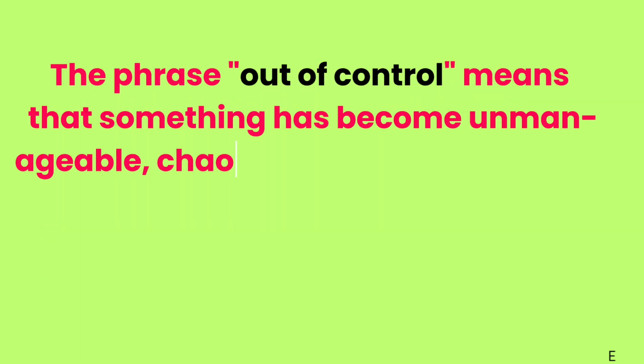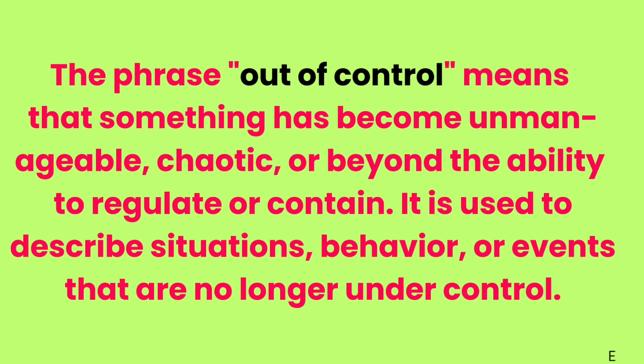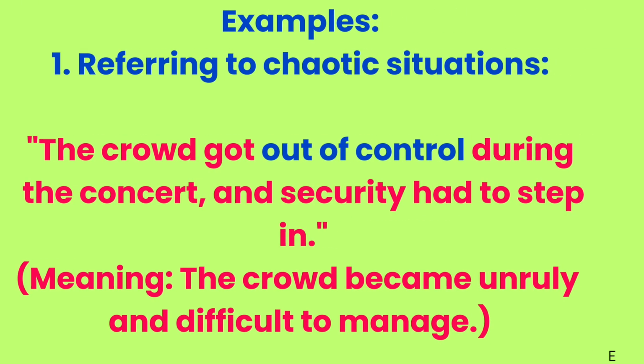Out of control. The phrase "out of control" means that something has become unmanageable, chaotic, or beyond the ability to regulate or contain. It is used to describe situations, behavior, or events that are no longer under control. Examples. 1. Referring to chaotic situations. The crowd got out of control during the concert and security had to step in. Meaning, the crowd became unruly and difficult to manage.